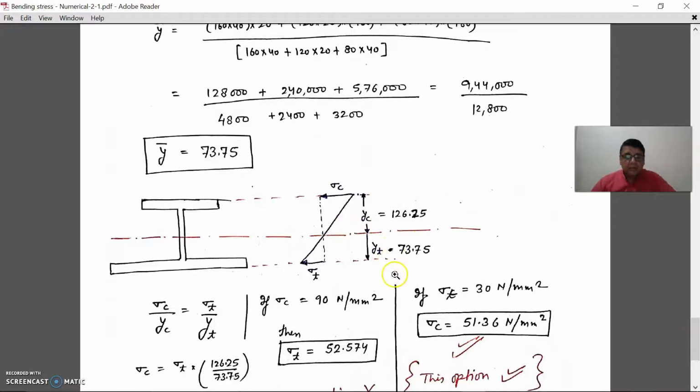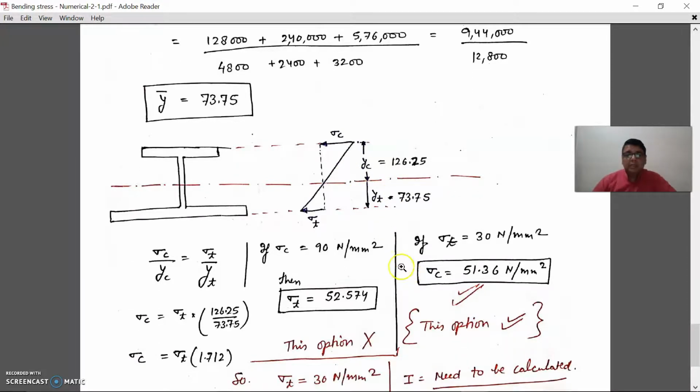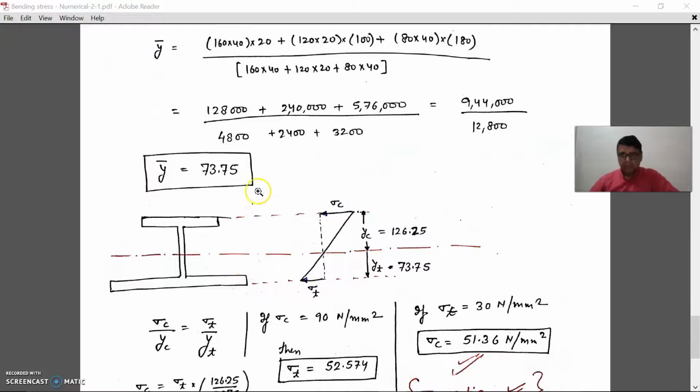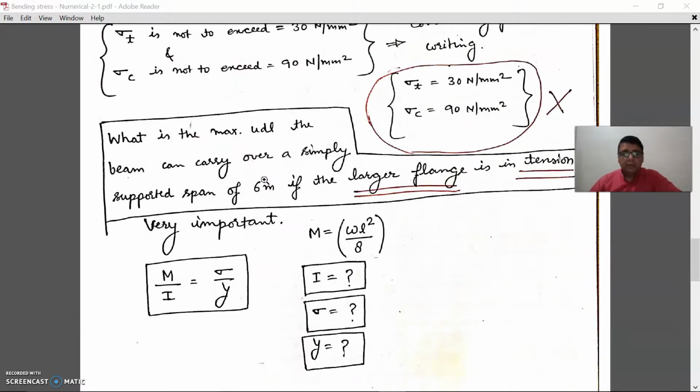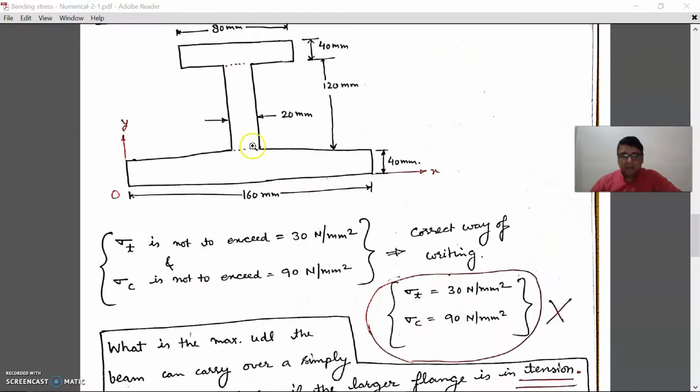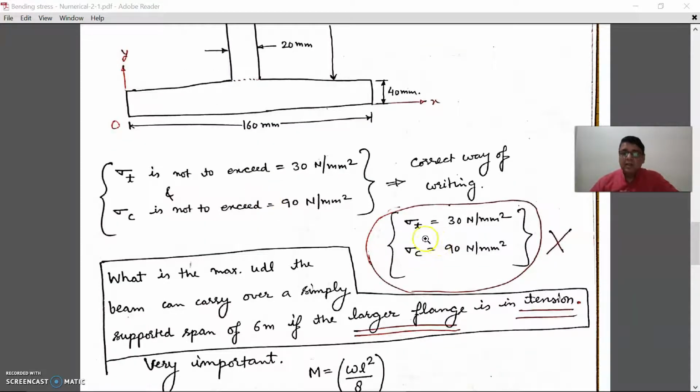And now you have to understand one point very sincerely, that these sigma C and sigma T, these two are the two maximum values that can be experienced by any beam, right? Now it will not be that the particular beam will fail because of tensile stress, or that the particular beam may fail because of compressive stress.